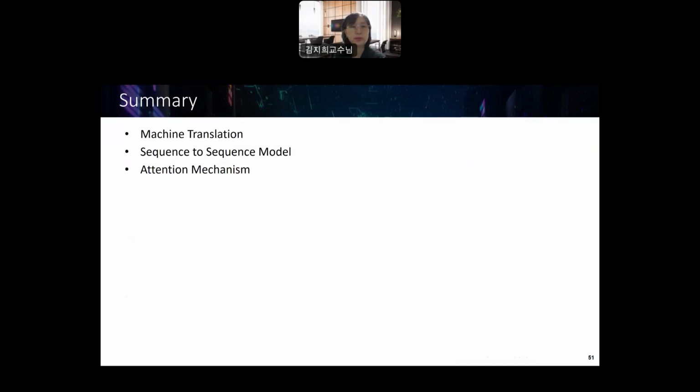So in summary of this lecture, we went over machine translation and statistical machine translation. And then we looked at the RNN-based sequence-to-sequence model. And also we looked at how the attention mechanism improves machine translation. Okay, that's all for this lecture. Thank you. Thank you for your attention.